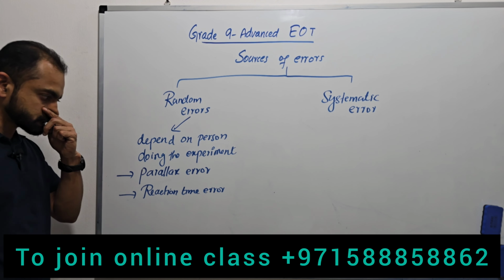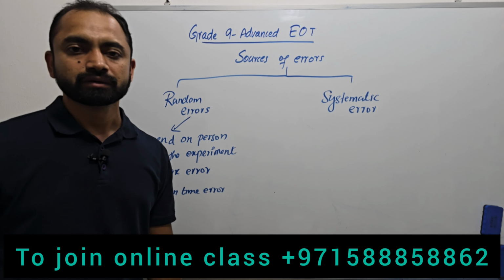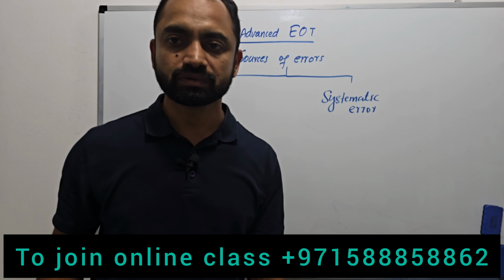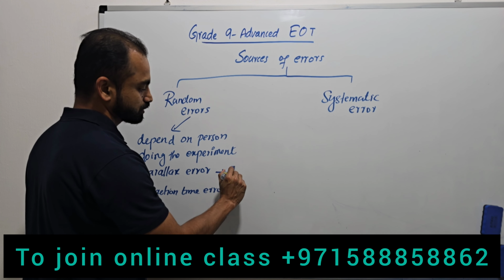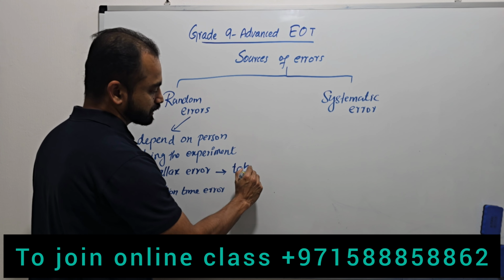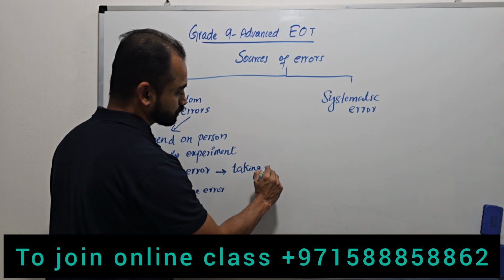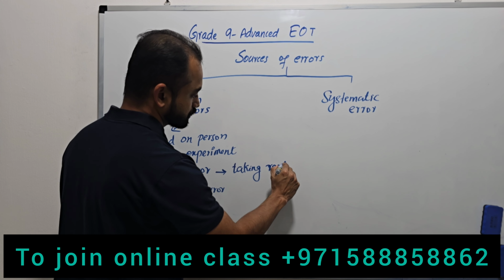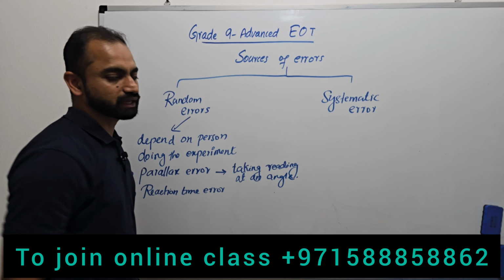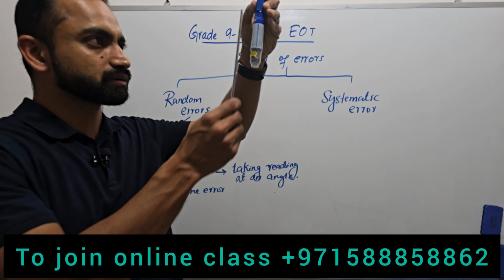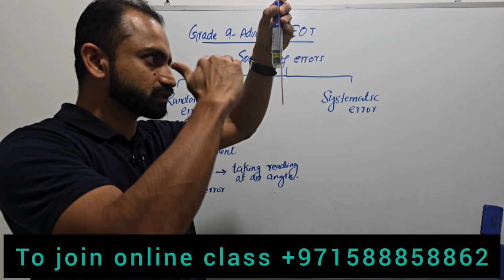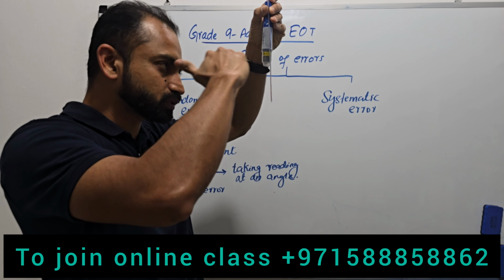Okay. So what is parallax error? Parallax error is due to taking the reading at an angle. So how to reduce parallax error? By looking straight at the reading, right? The reading must be parallel to the eye level.